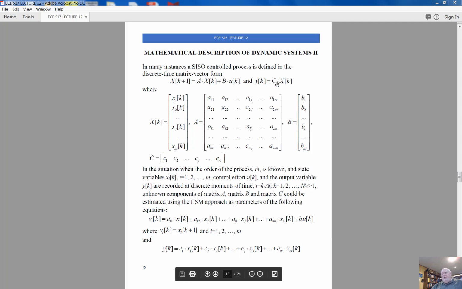When it comes to estimation of parameters C, you can see that output y for time k is defined as C1 times x1 plus C2 times x2, and so on. And we have total of m terms and m unknown coefficients in this equation. How to estimate parameters? Of course, based on the known input and output data. Measurements of x1, x2, x3, x4, xm, and measurements of u, and measurements of y that could be recorded during the process operation.